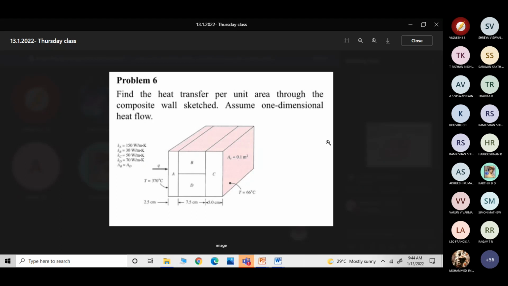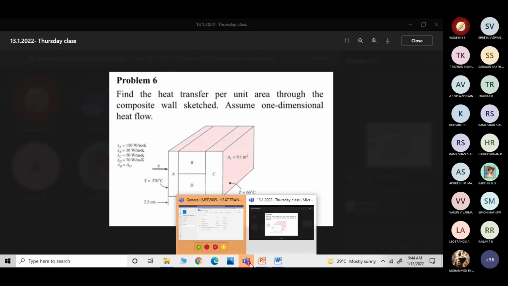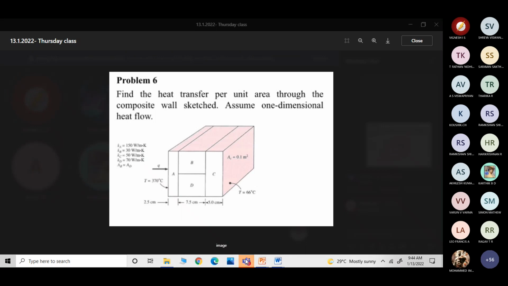Shall we do this problem tomorrow? Yes, sir. Okay.